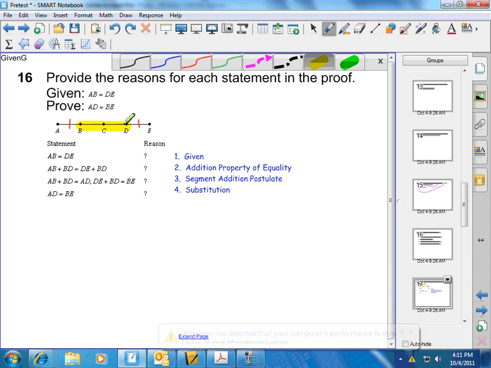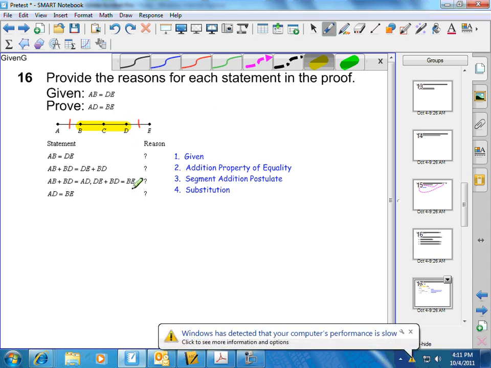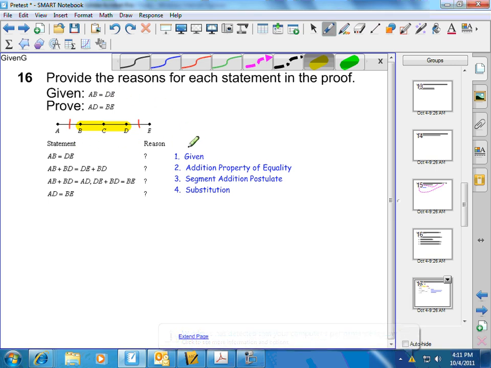So we need to show that step by step in detail. So we'll start first of all with what's given, AB is equal to DE, and then if we take AB and DE and then we add BD to both sides, we're not changing the value of anything. We still have a true statement according to the addition property of equality. And then from there, let's make a statement that AD is equal to AB plus BD, and BE is equal to DE plus BD. Okay, and that's what we have here according to the segment addition postulate.